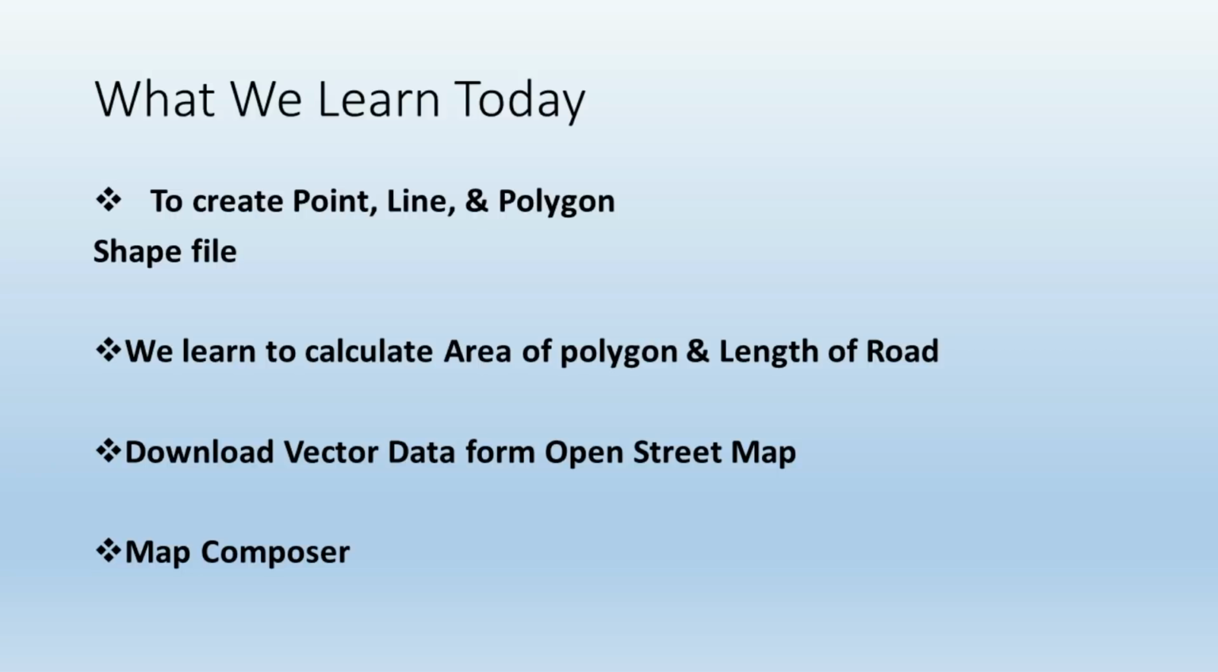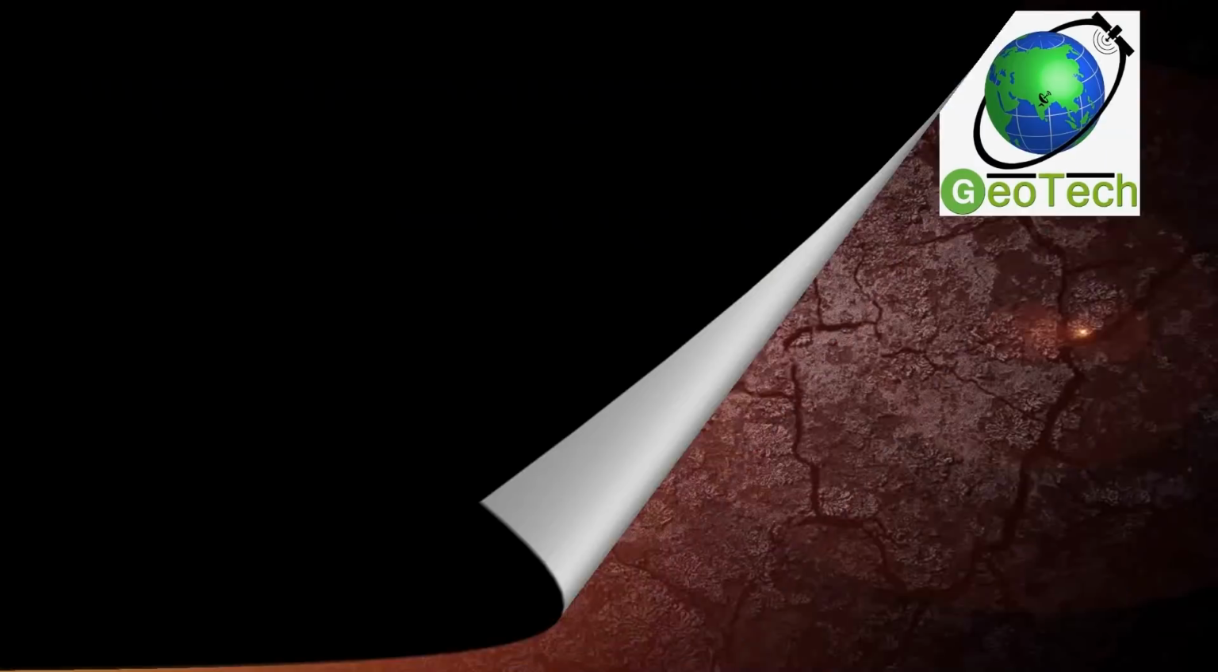What we learned today? We learned today how to create point, line and polygon shape file. Then we learned how to calculate the area of the polygon and the length of the line. Then we learned how to download vector data from OpenStreetMap. Then we learned how to create map composer or map layout in QGIS.